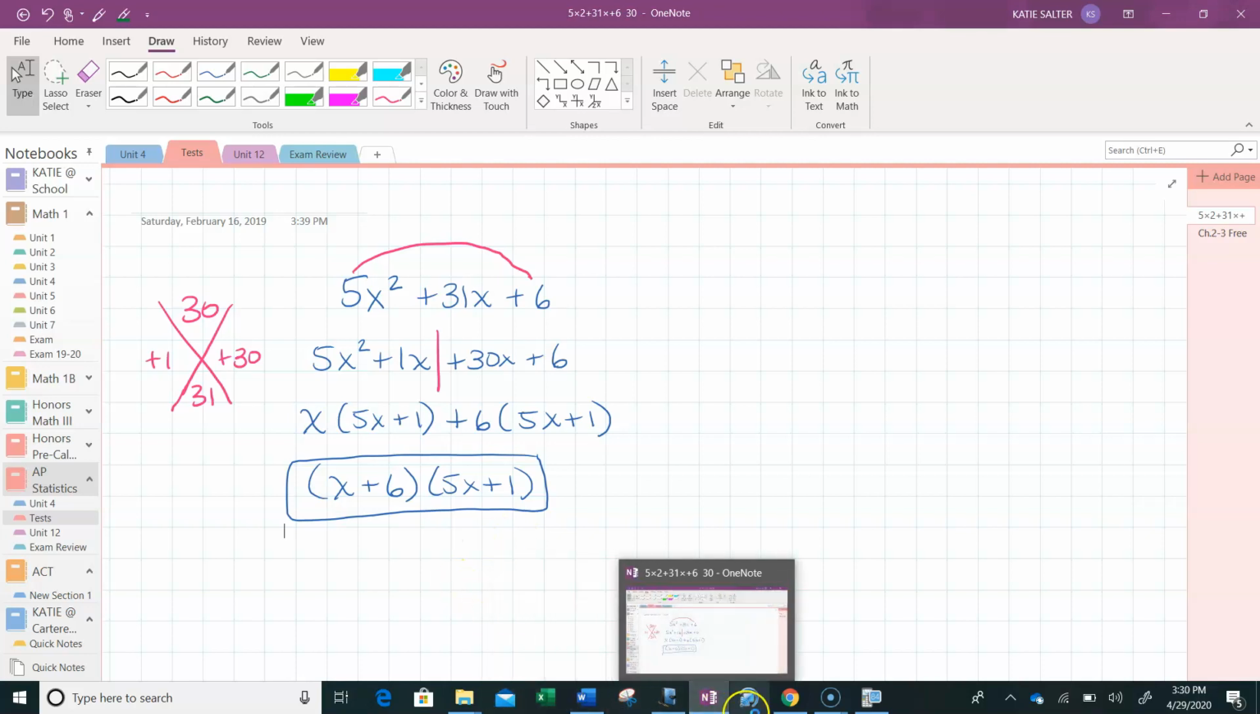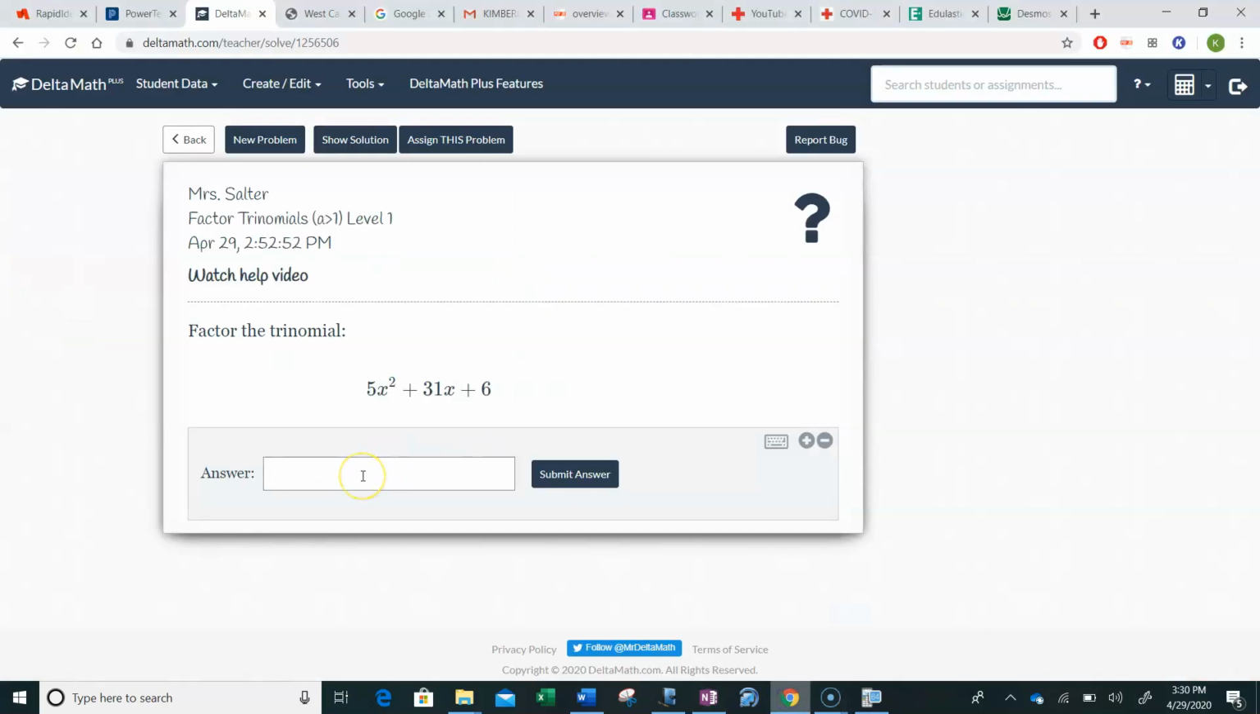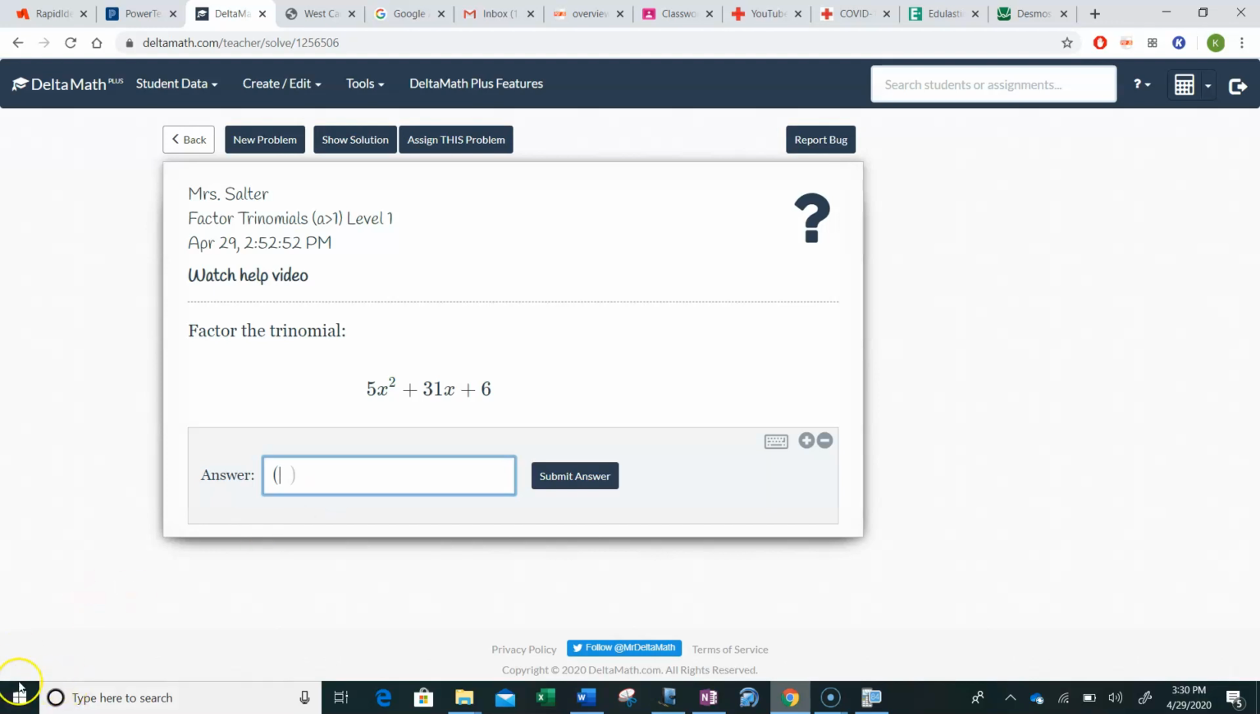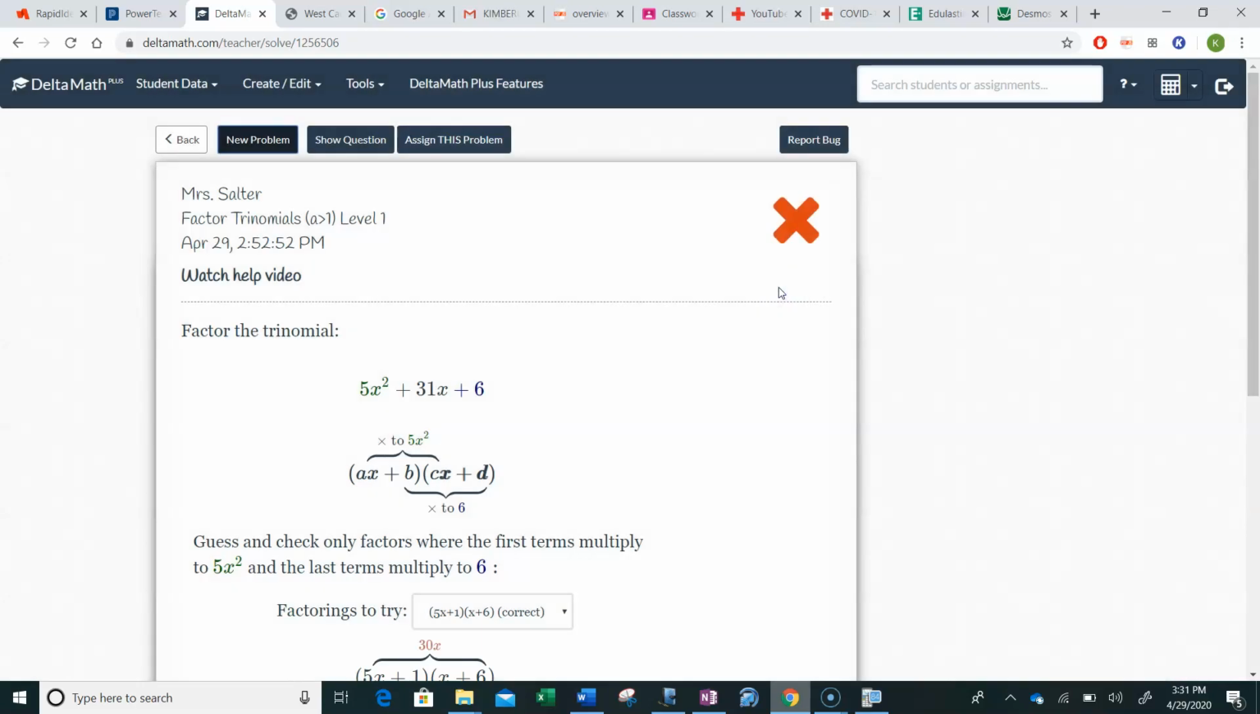But let's say that when we type this in, we accidentally have the wrong answer. So I'm going to purposely type this in wrong. 5x plus 6, oops, x plus 1, which I know isn't the right answer, but let's say you messed up and that's what you have. Okay, so I submit this and it tells me I'm wrong.